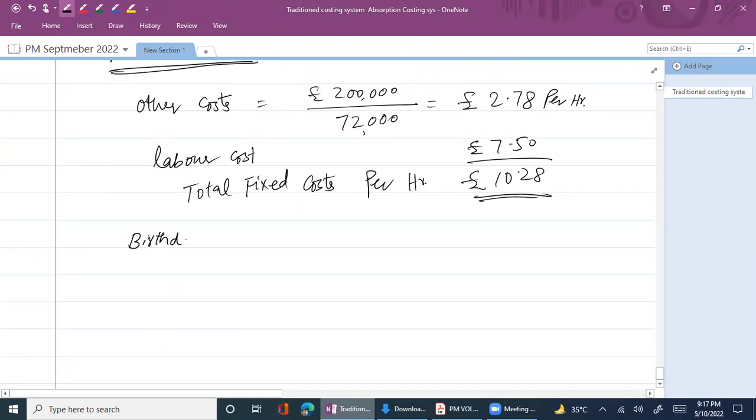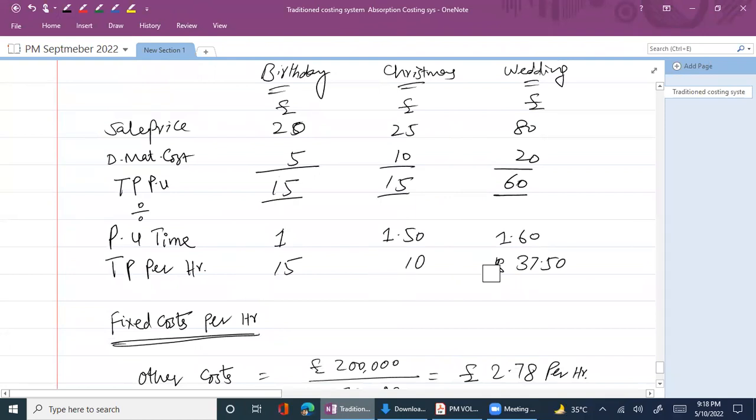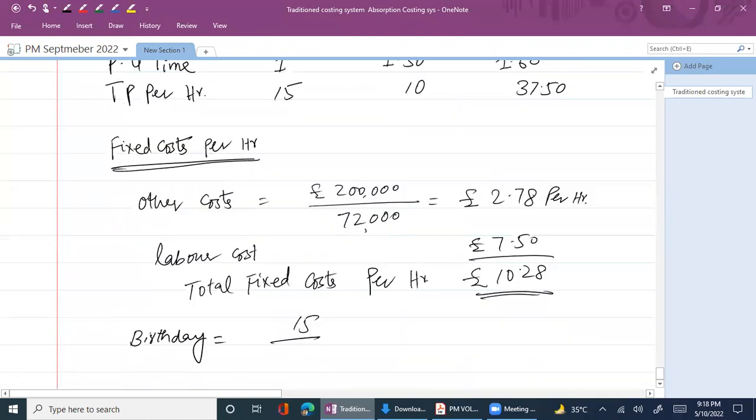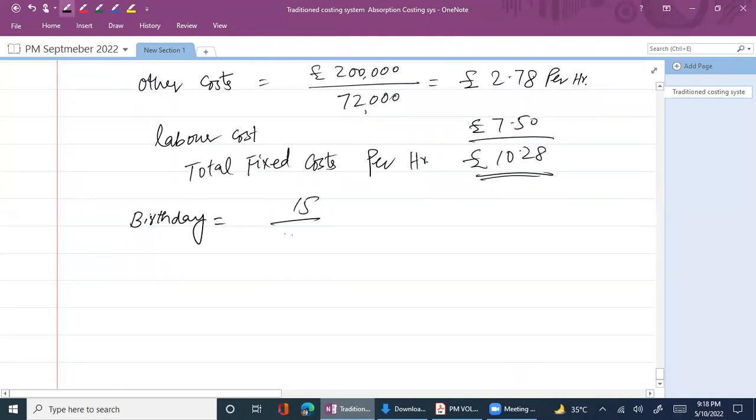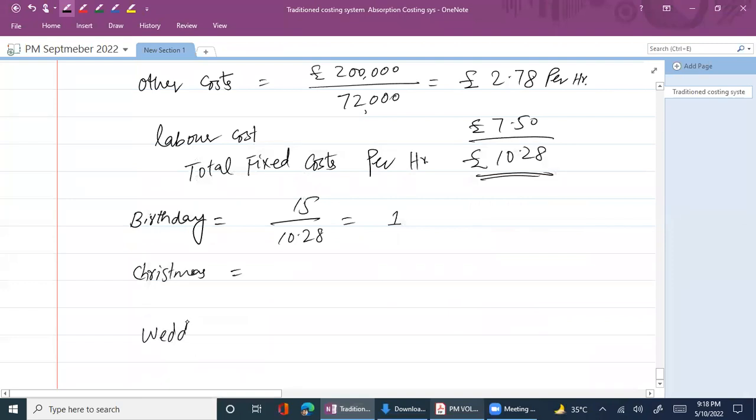And if we have throughput per hour and the fixed cost per hour as well, then we can find the throughput accounting ratio. So the throughput accounting ratio for birthday cake will be 15 over... this is not the dollar figure, this is pound. So let me correct these figures as well. Please note that the answer will be in pounds because the question is using the currency sign pounds. Now, what will be the answer of ratio for birthday cake? Please share the answer of the ratio for birthday cake.